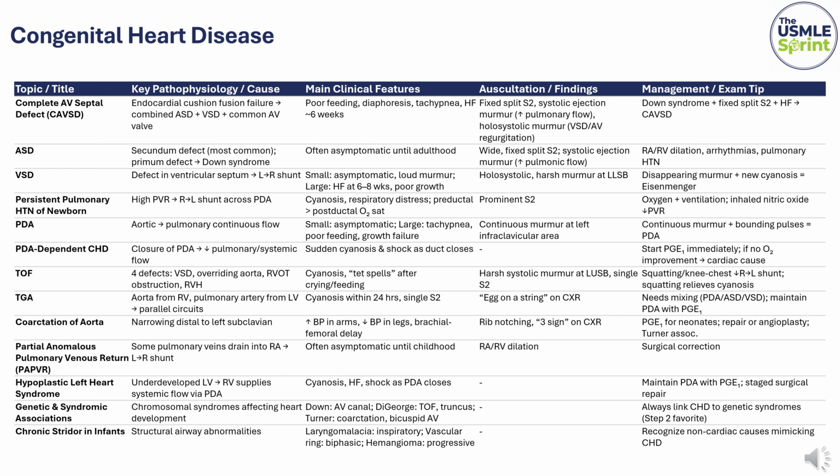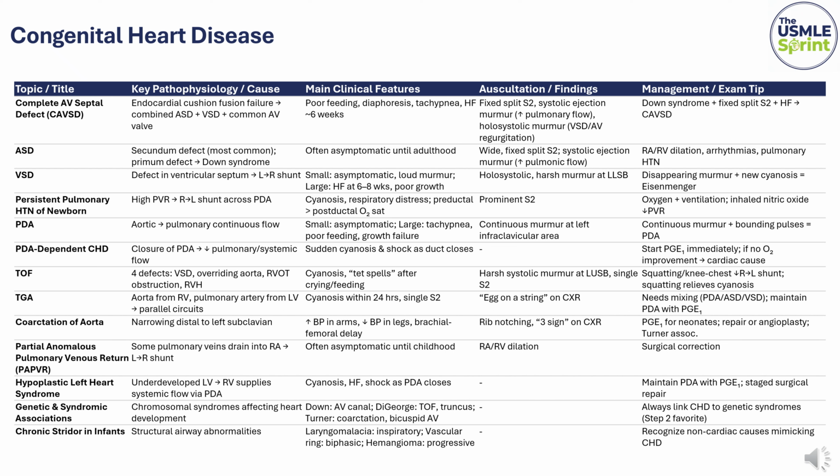Let's mention a few important associations. In babies with 22q11 deletion, like DiGeorge syndrome, you can see outflow tract defects such as Tetralogy of Fallot and truncus arteriosus. In Turner syndrome, watch for coarctation of the aorta and bicuspid aortic valve.